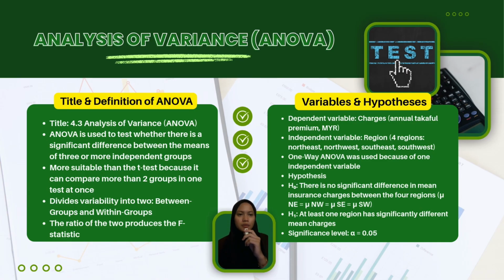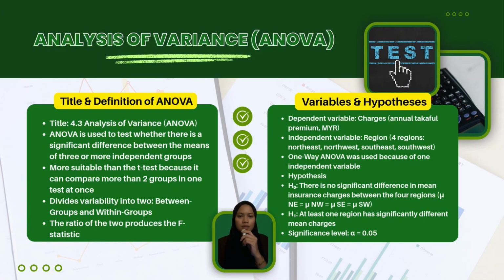So for this section, I will be presenting part 4.3, which covers the analysis of variance, or ANOVA. ANOVA is an inferential statistical technique used to determine whether there are statistically significant differences among the means of three or more independent groups. Unlike the independent sample t-test that we use in section 4.4, which can only compare two groups at a time, ANOVA allows us to evaluate multiple group means simultaneously within a single test, while keeping the overall risk of error under control.